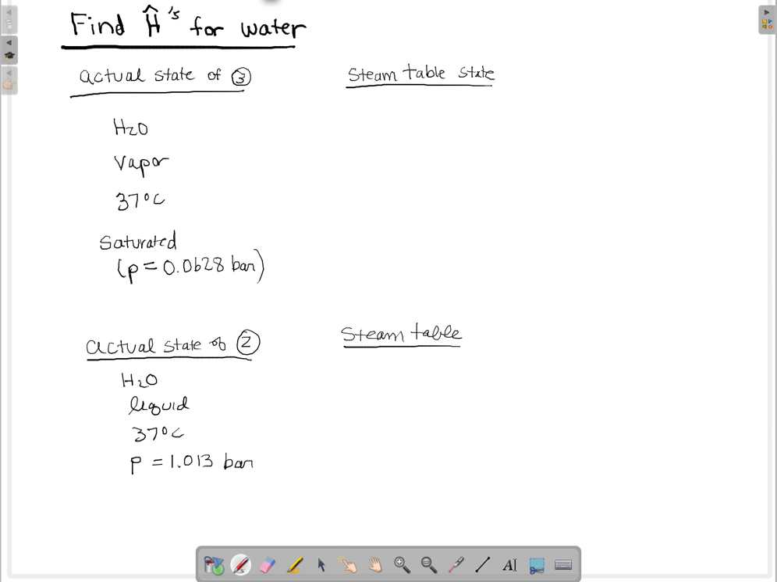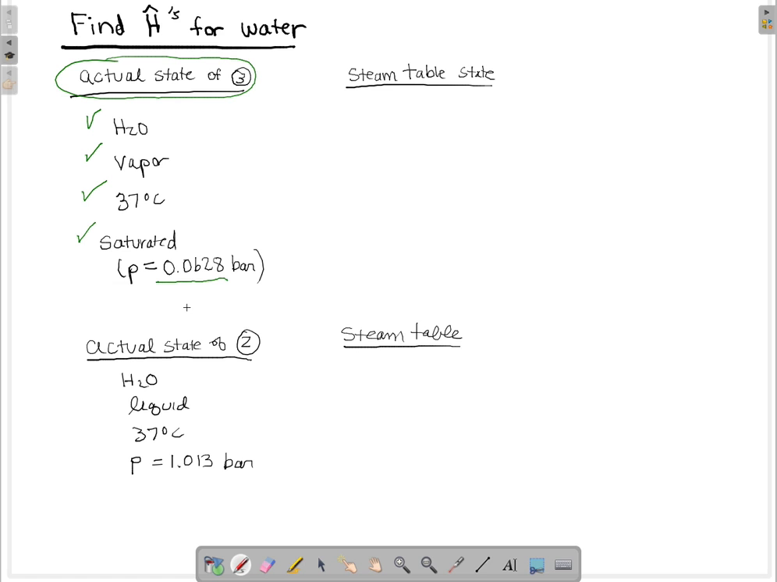So the way you do that is, for example, for water, let's figure out the specific enthalpy of water in stream 3. First of all, the actual state of water in stream 3, I've already written it down. It's water, and why I keep saying that it's water will become clear when we have reactions. It is a vapor. It's not a liquid or a solid. It's at 37 degrees C, and we're assuming it's saturated, which means its partial pressure is 0.0628 bar.